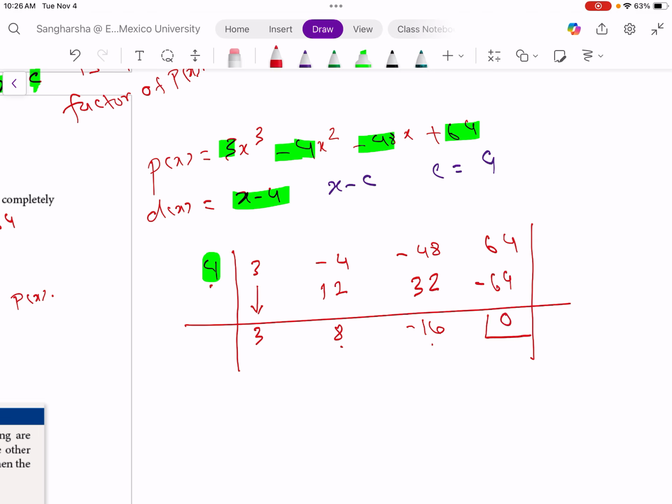What is this 0 for us? This is the remainder r of x.